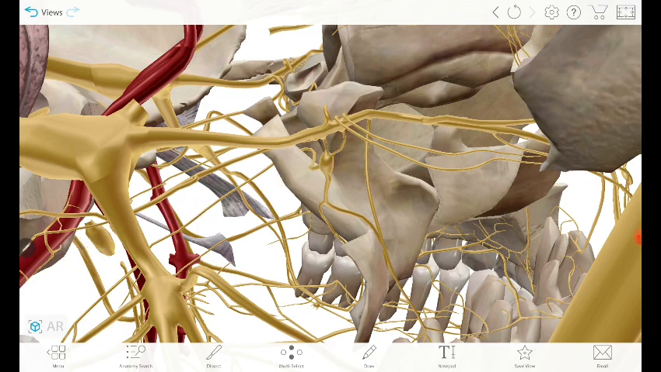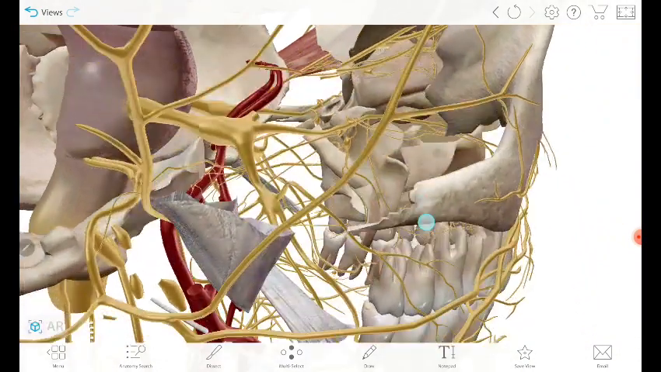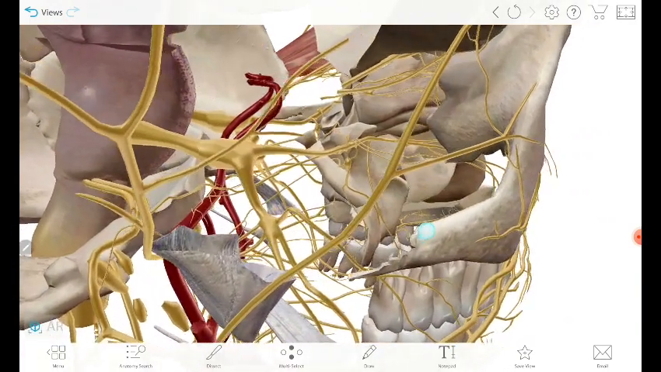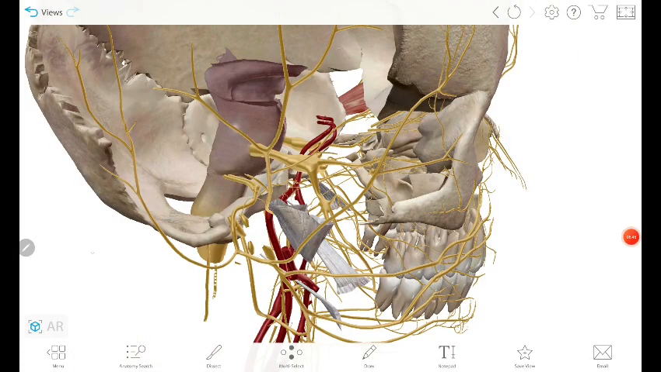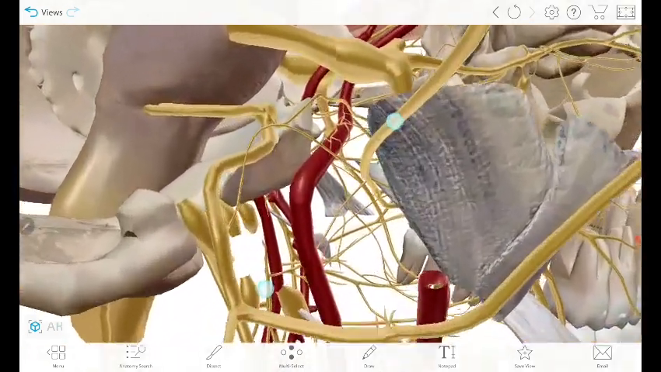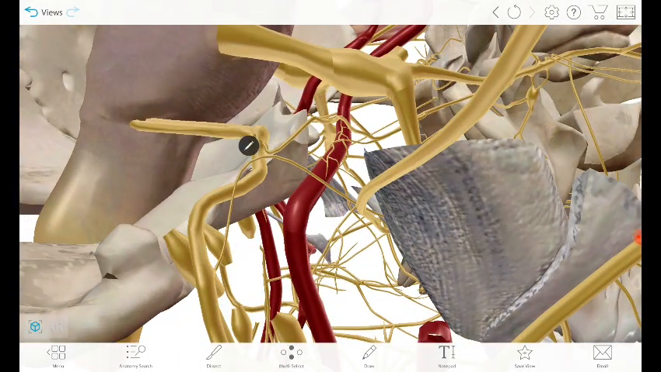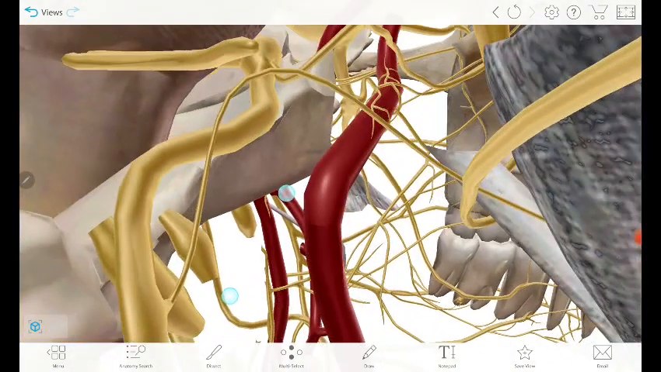Now we will see the other branches of the facial nerve. So this here was our facial nerve, and we saw that it was giving off the greater petrosal nerve. This is the facial nerve, and here we see that it is giving off another branch. So this here is the chorda tympani nerve. So this is the chorda tympani nerve.